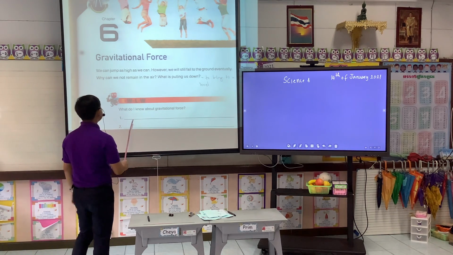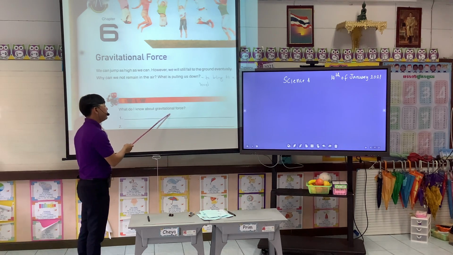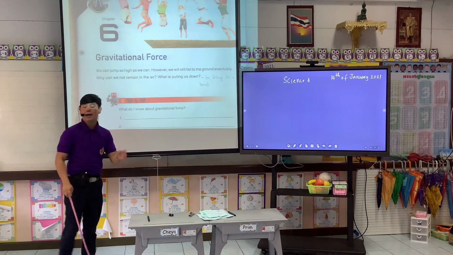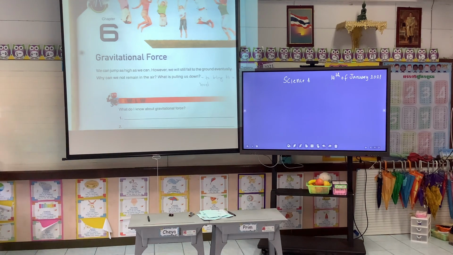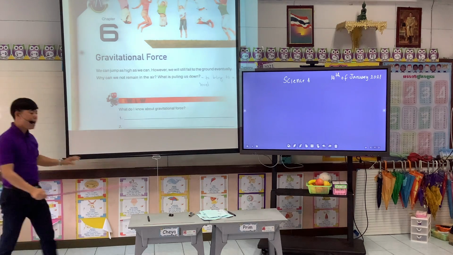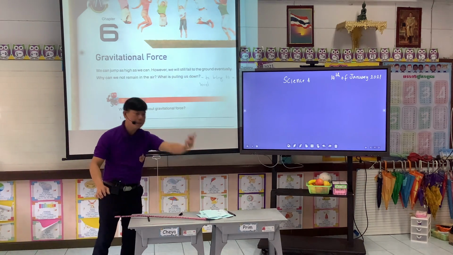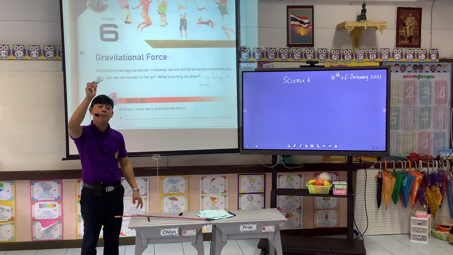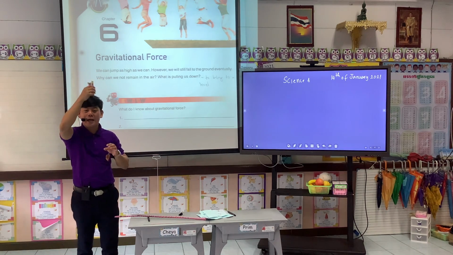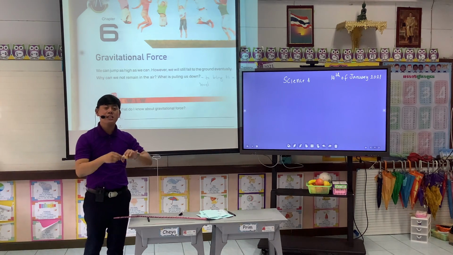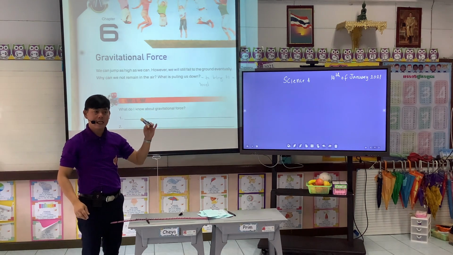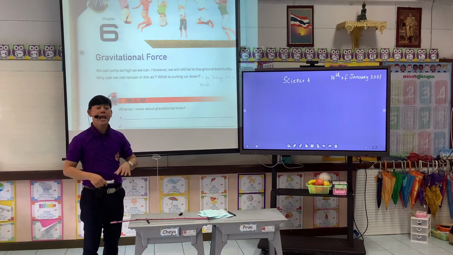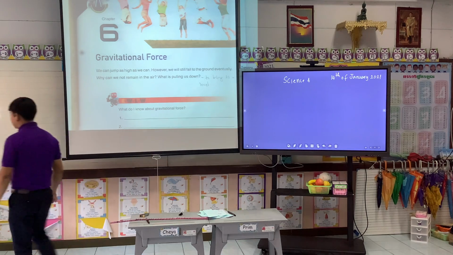Okay, so what do I know about gravitational force? Let's find out. For example, if this is a stapler and I throw it up, why is the stapler going down to the center of the earth? Because of gravity. Anything that is thrown up cannot stay in the air. Okay, next.